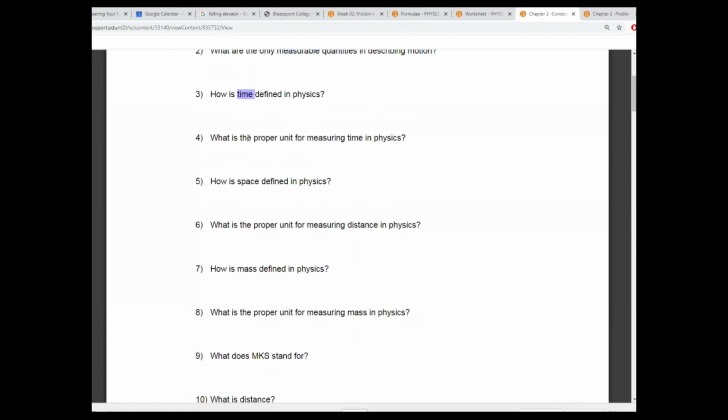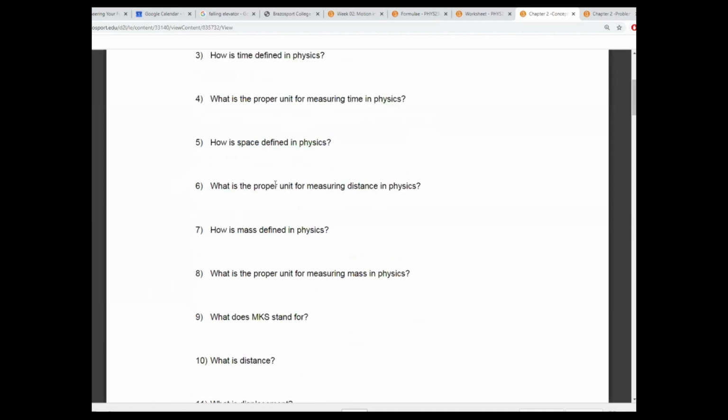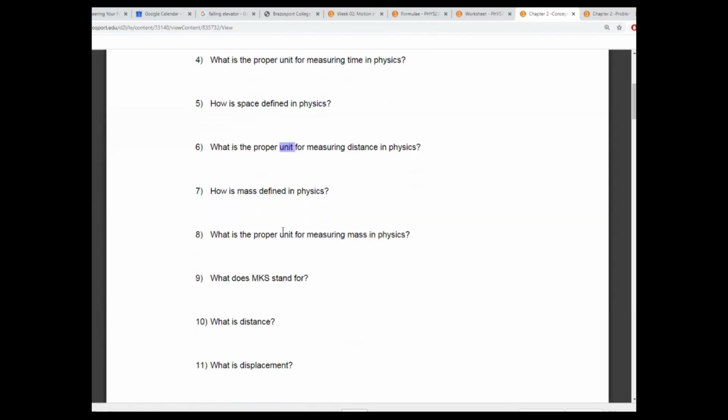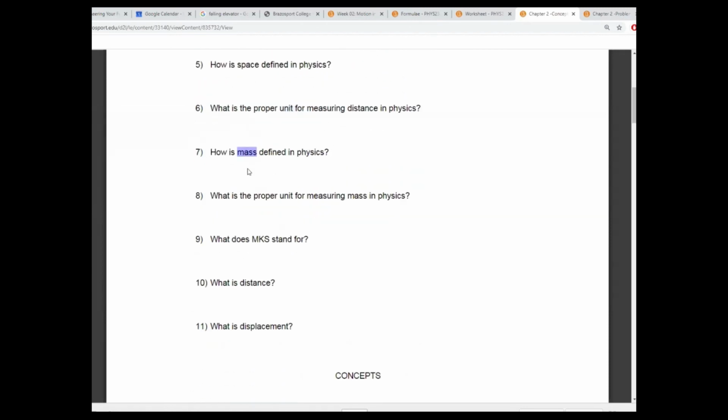Time is what's measured by a clock. So what's the proper unit? Seconds. Give yourself 2 points for that one. Space is what's measured by a measuring stick. What's the proper unit? It's going to be meters. Give yourself 2 points every time you answer a question. So how's mass defined in physics? It's what's measured in kilograms. The proper unit is kilograms.